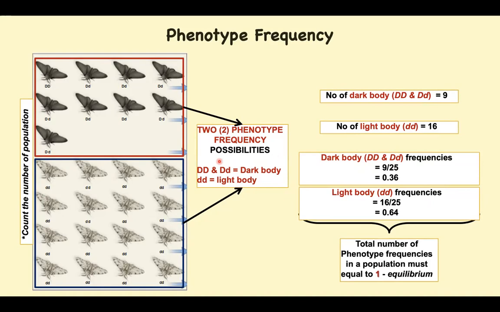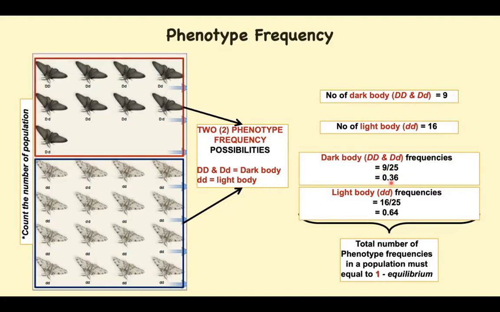Ya, macam ni. Kalau dia kata phenotype frequency possibility, so, you tengok dia punya keyword adalah phenotype kat sini. Phenotype you tengok ada 2. Dia punya possibility hanya ada 2 sahaja, even though homozygous dominant and heterozygous dua-dua give the dark body. So, this is satu possibility. Yang ni lagi satu possibility. These are possibilities.